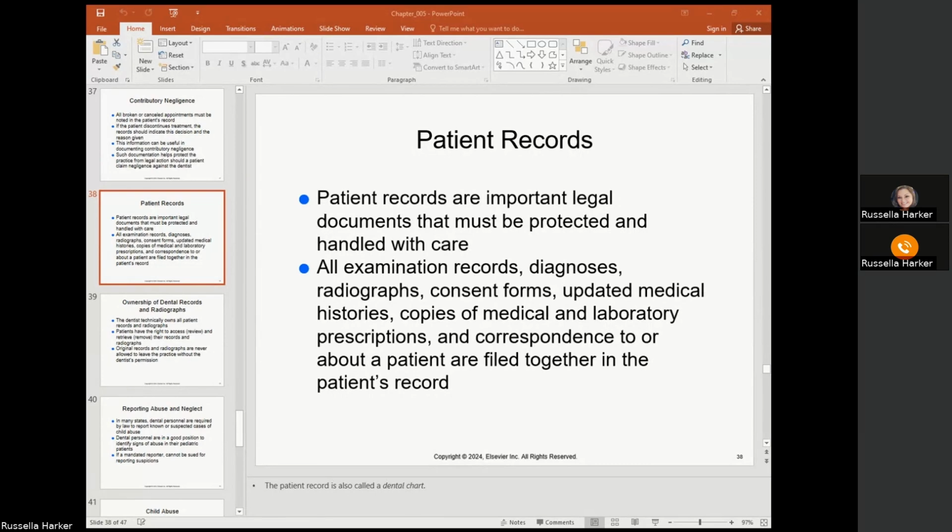Hi, this is Modern Dental Assisting Book, Chapter 5, continued. This is patient records and ownership of dental records and radiographs.